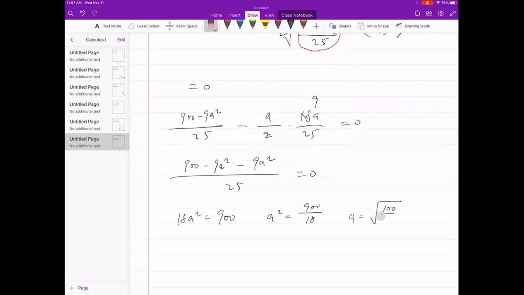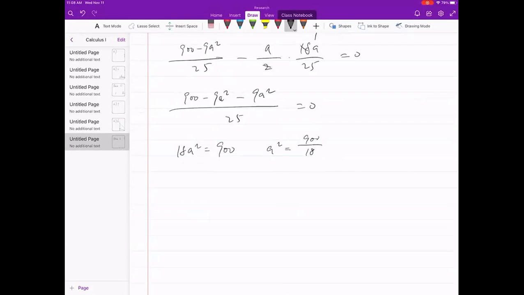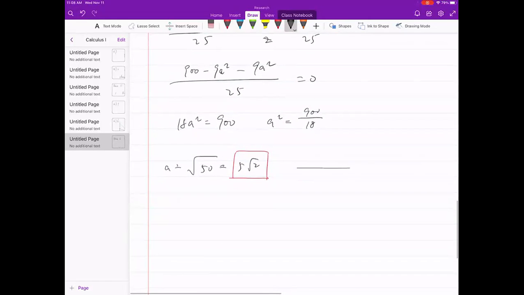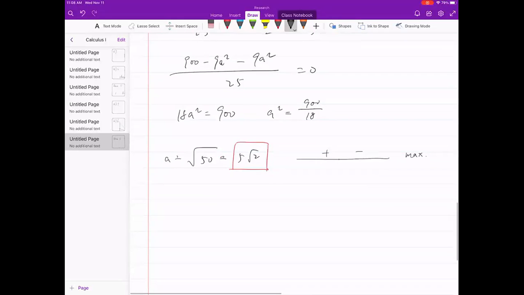That's your A, if you trust your calculation. Okay. Very quick. Plus minus, maximum. So that's the one we're looking for. Then your B is going to be 900 minus 9a squared divided by 25.